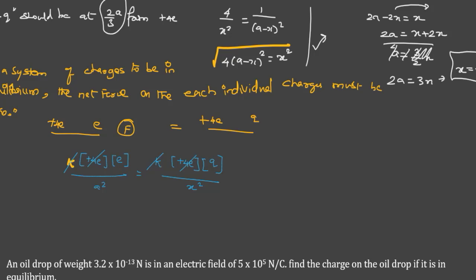So we are left with only one term: e by a square is equal to q by x square. Based on this, we need to calculate q. I'm going to solve here. q is e x square by a square. So this is the formula. We know that x is equal to 2 by 3 of a. So substitute here.